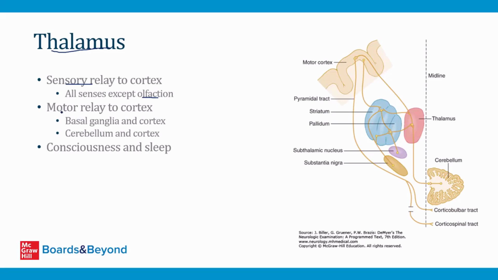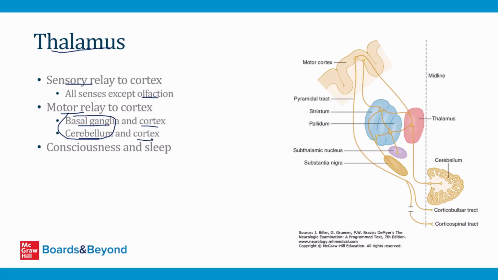The thalamus is also a motor relay for the cortex. So motor function in the human body isn't a simple on-off switch. Motor function is fine-tuned by two important structures, the basal ganglia and the cerebellum. And both of those structures have numerous connections to the thalamus, and they use the thalamus to influence motor function in the cortex.